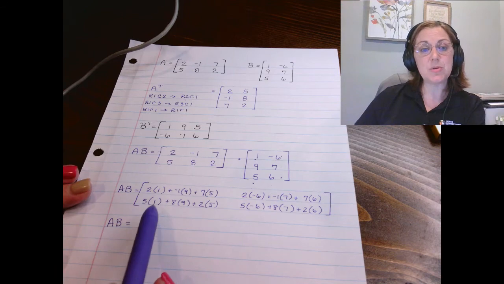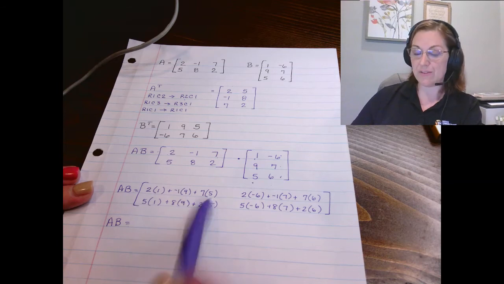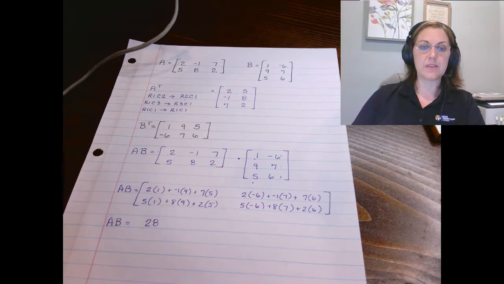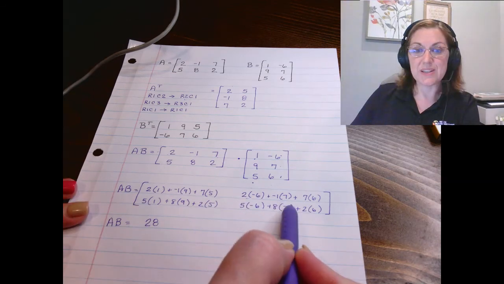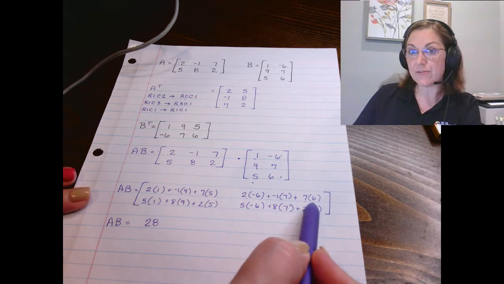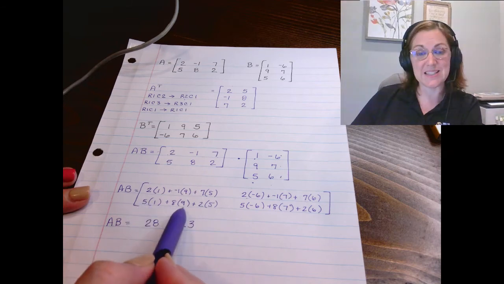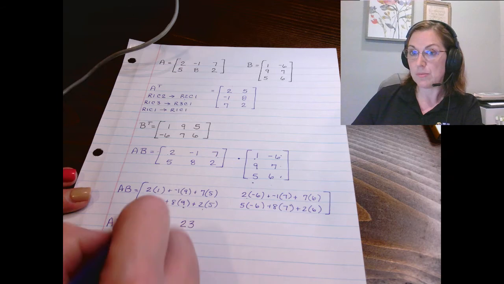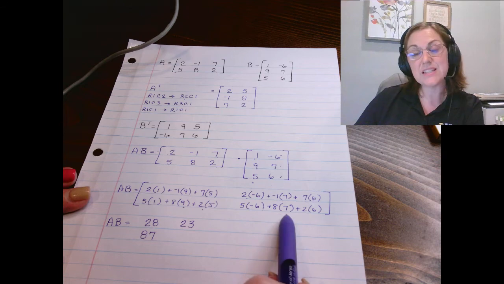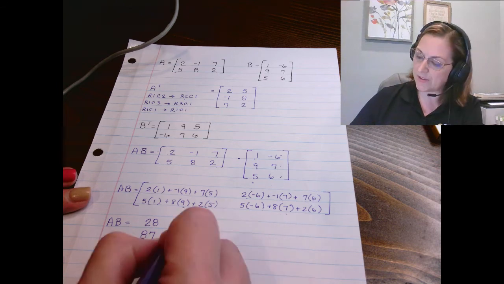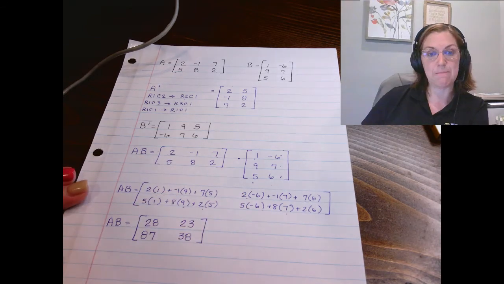All right, and now we just need to do the multiplication and the addition. So we've got 2 plus -9 gives you -7, plus 35 is 28. Then we get -12 plus -7 is -19, plus 42 gives me 23. Then we have 5 plus 72 gives me 77, plus 10 gives me 87. Then -30 plus 56 gives me 26, plus 12 gives me 38. And that's how we get A times B.